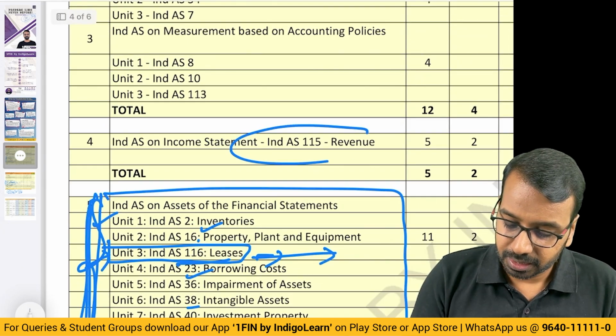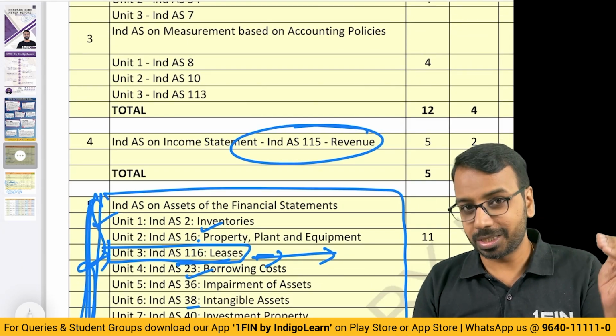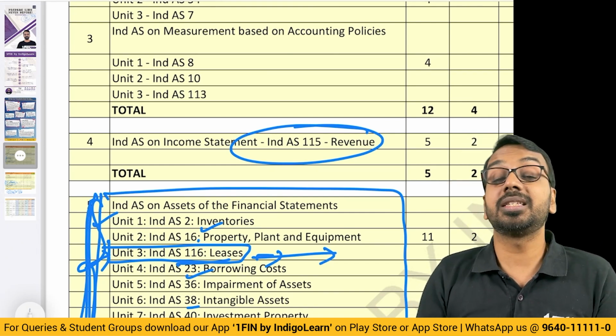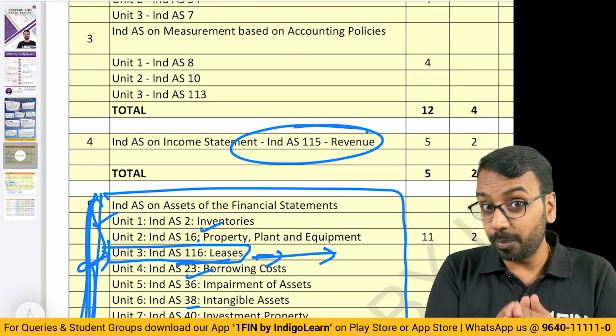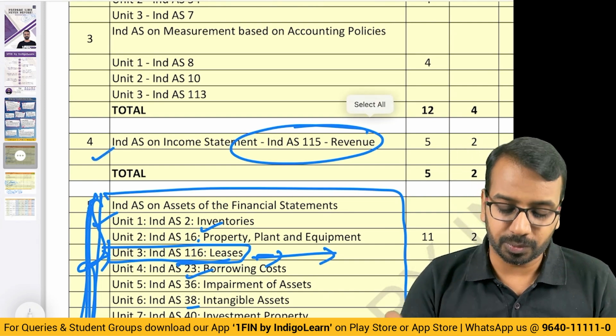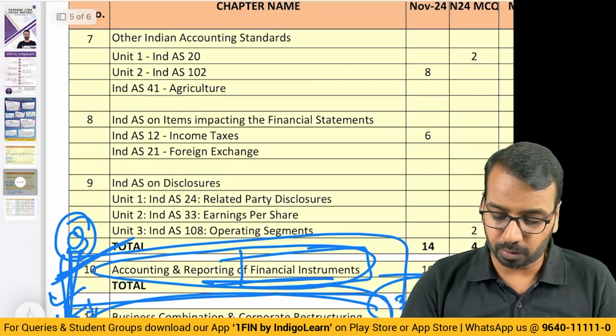Then revenue. When it comes to revenue accounting, conceptually, if you ask me, it is one of the simplest chapters, but the thing is, it is again very lengthy. So if you are able to handle specific questions from this chapter, it will be easy for you, right? So that is one more thing I want you to focus on.